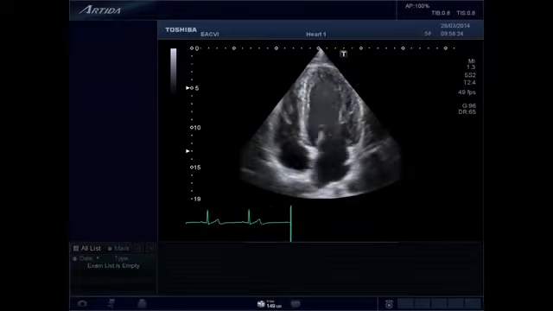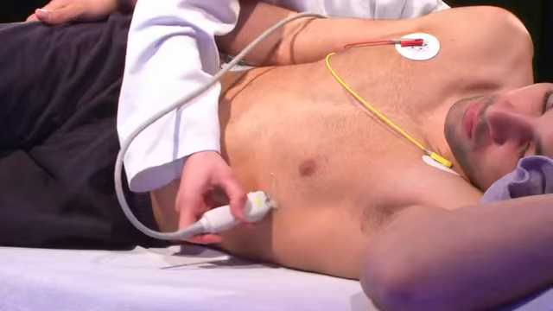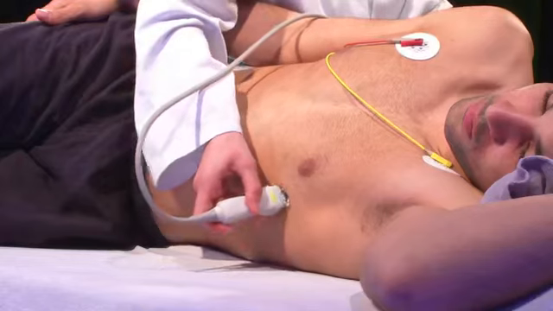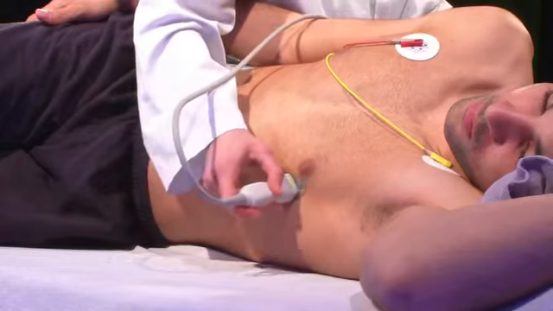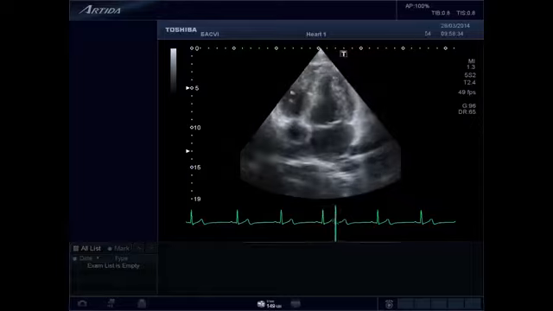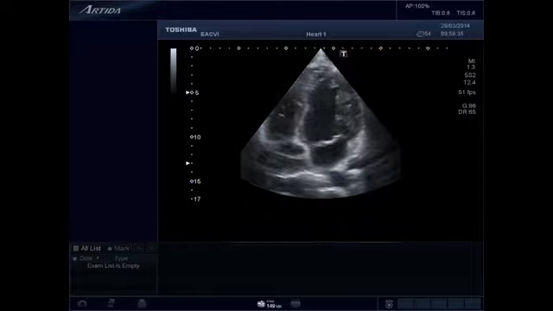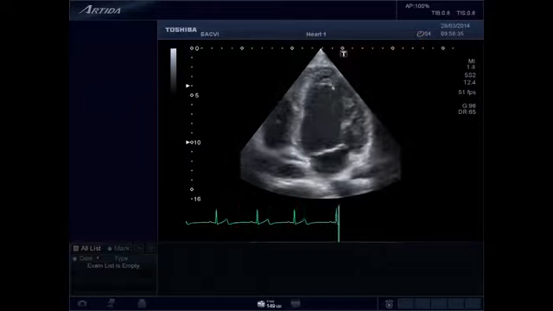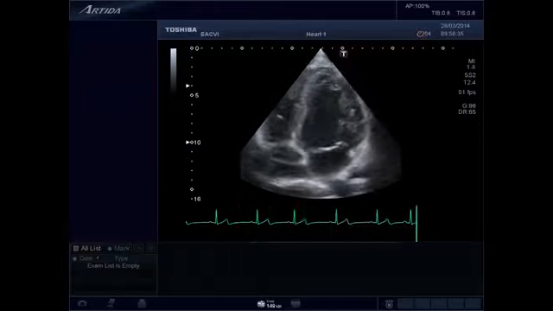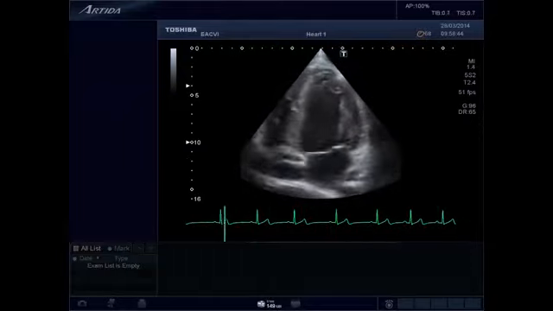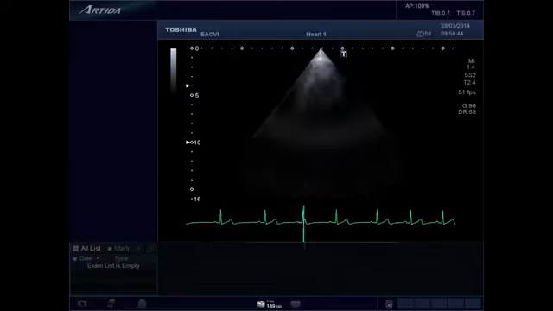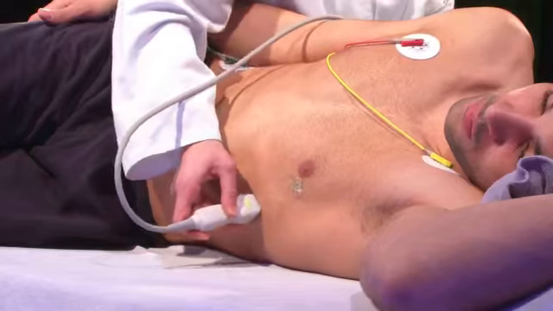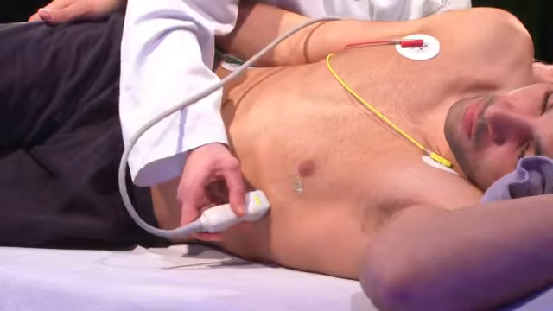So we have to avoid the foreshortening of the apical view, and the foreshortening is when you are too up in the intercostal space, and you can see here that the four cavities are a little bit truncated, and in order to obtain a standard view, you have to be really down in the intercostal space.